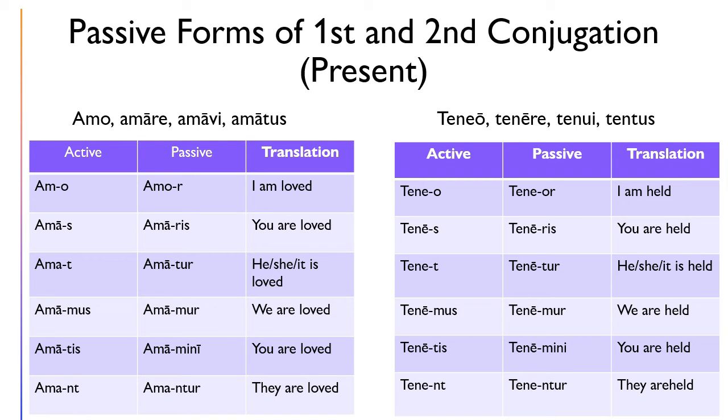Here, as you can see, the stem is always the same. The only thing that changes are the personal endings. So this means that once you learn the personal endings, you basically have learned the passive form. In the case of the present, you just need to take the stem and add the personal ending.